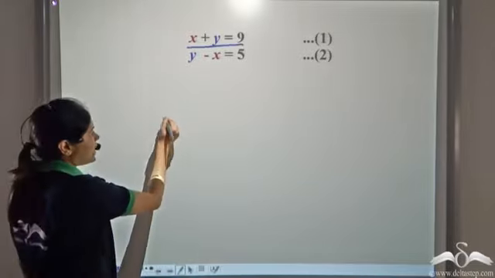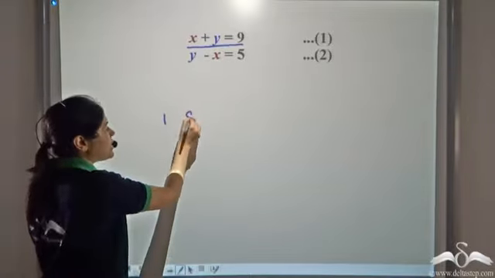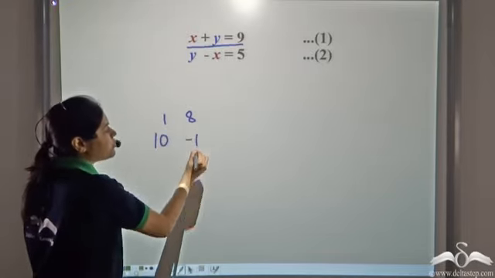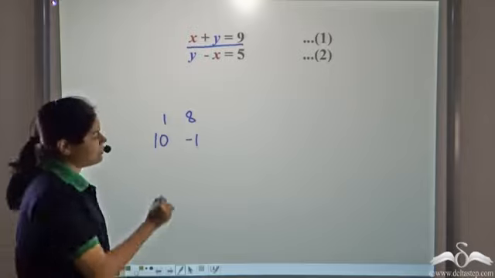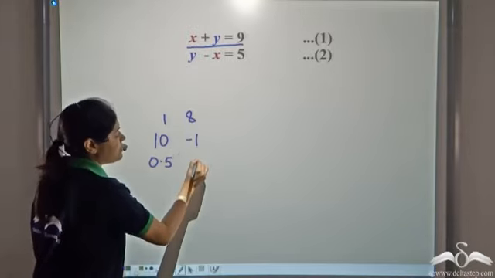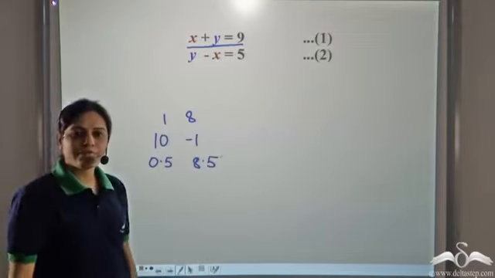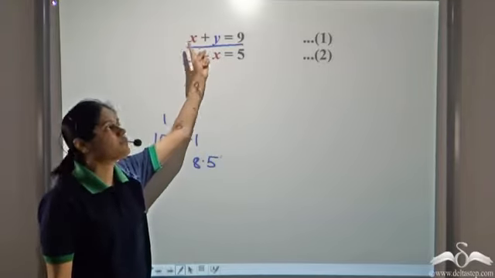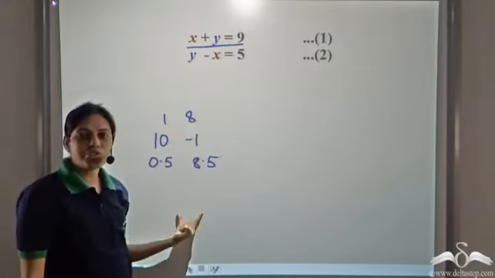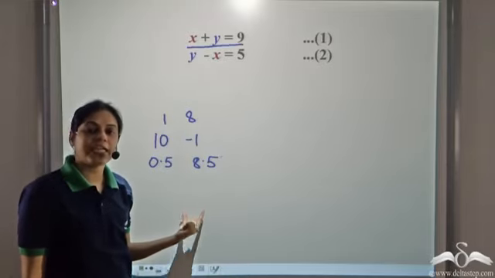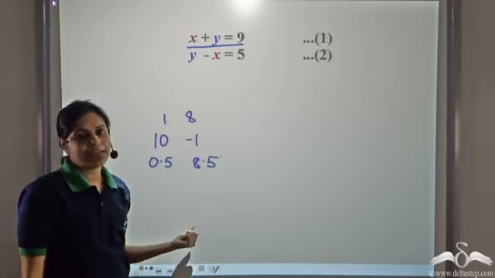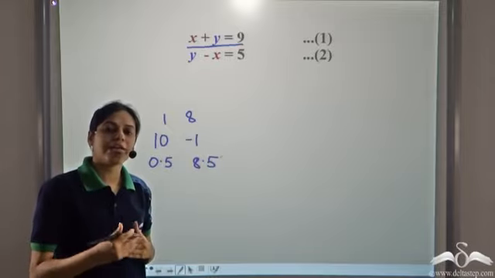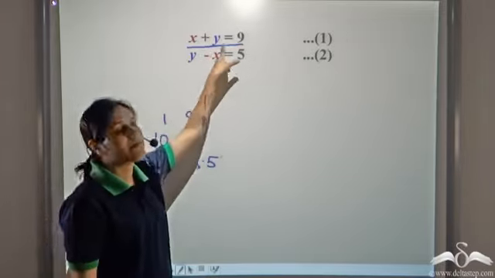So we could have x as 1 and y as 8 so that their sum is 9. If x is 10, y would be negative 1 so that their sum is 9. If x is 0.5, y could be 8.5. So we would have many solutions of this equation. If we consider this equation alone, we would have many solutions. And since x and y could be any real number, we would have infinitely many solutions because we could go on changing the value of x and the value of y will change accordingly such that their sum is 9.